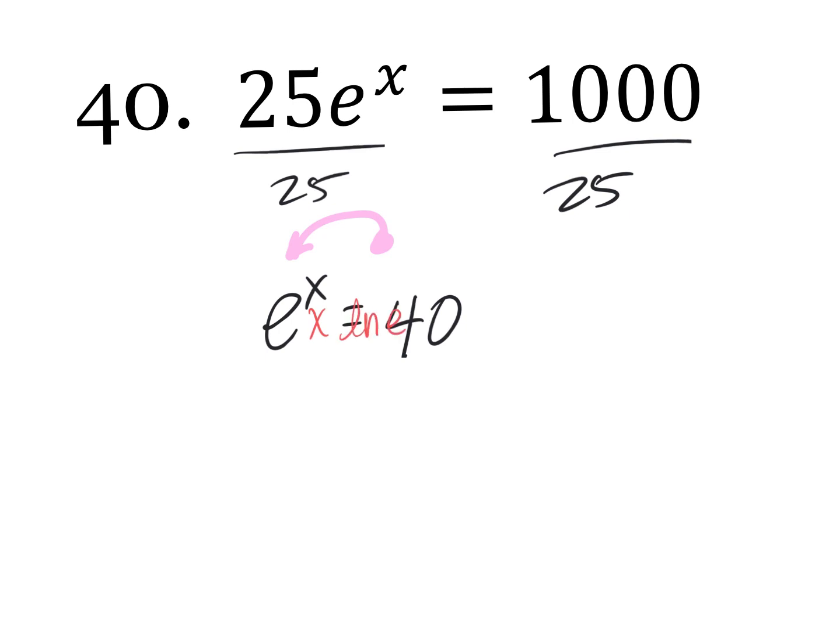Ln of e is how much? 1. Boom. What do I have to do on that right side? Ln of 40. Yeah, don't forget, if we natural log the left side, we've got to natural log the right side. Am I okay with that final answer? Ln of 40. Yeah, I really am.